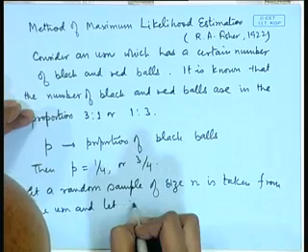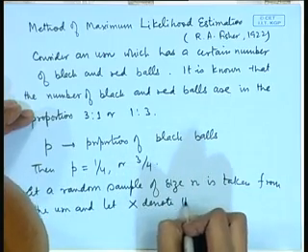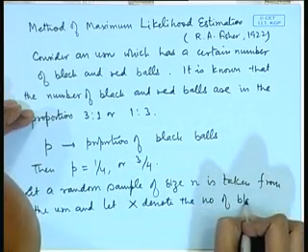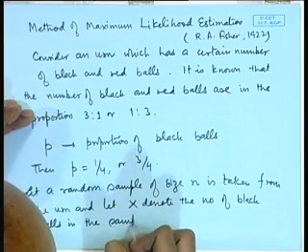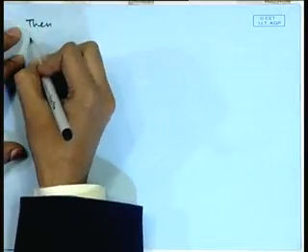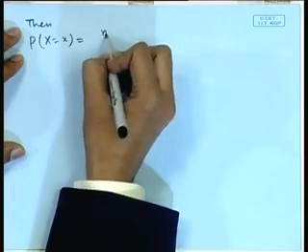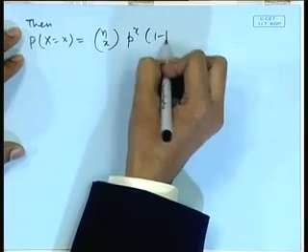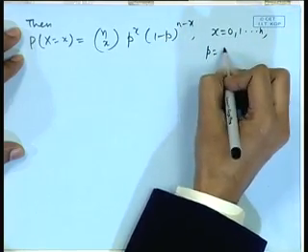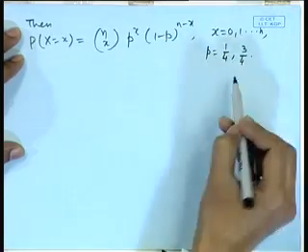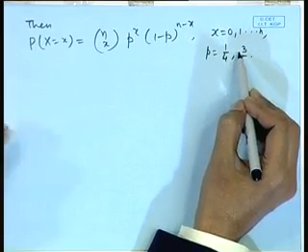and let, say, x denote the number of black balls in the sample. Then you can write the distribution of x. Probability that x is equal to x will be nCx p to the power x (1 minus p) to the power n minus x, where x can take values 0, 1 to n and p can take value 1/4 or 3/4. So, the parameter space is restricted to two values, 1/4 and 3/4, and if we want to estimate that, then we have to conclude whether p is equal to 1/4 or p is equal to 3/4.